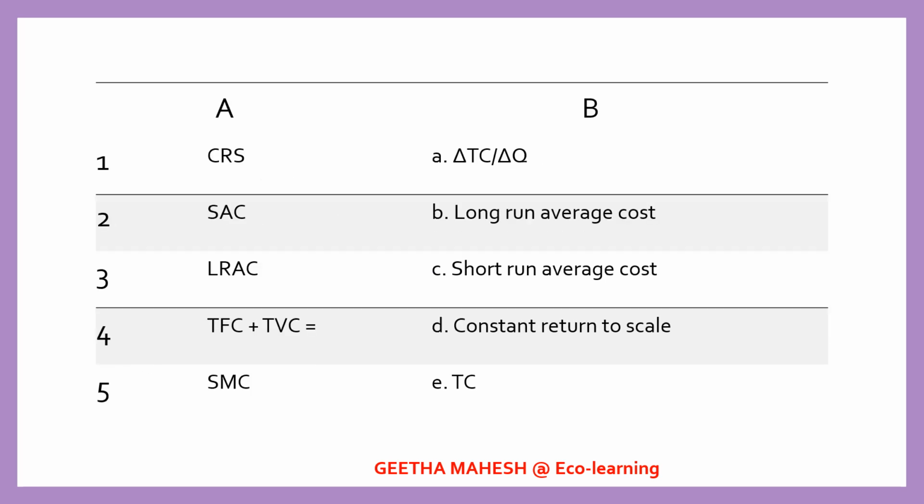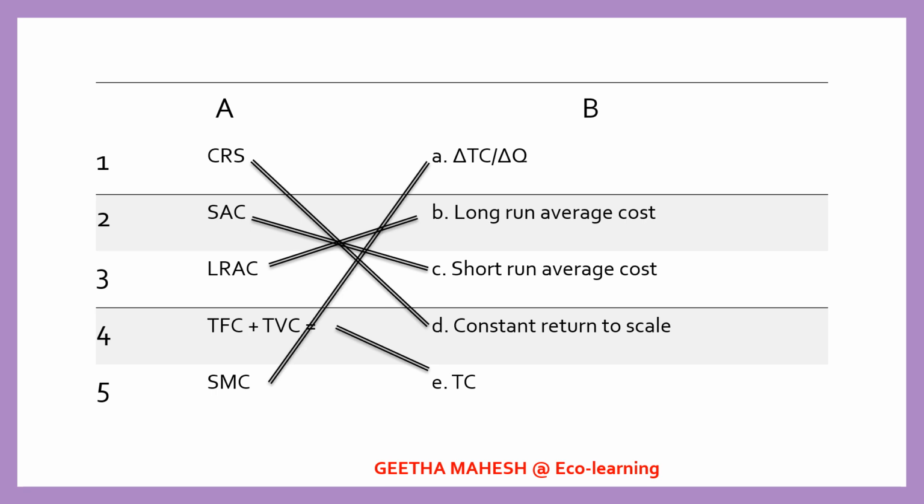Now let us take up one more match the following. The first one is CRS. The expansion for CRS is constant returns to scale. SAC, expansion, short run average cost. LRAC, long run average cost. TFC plus TVC is equal to total cost, TC. Then SMC equals delta TC divided by delta Q.